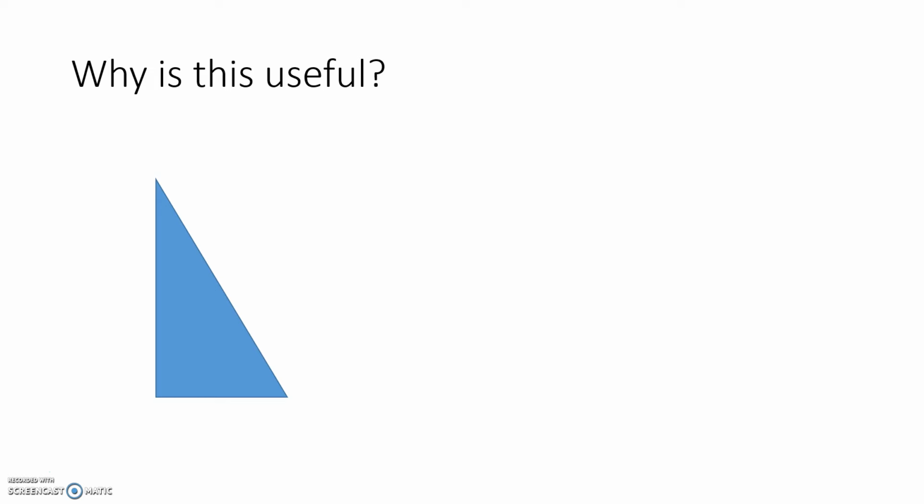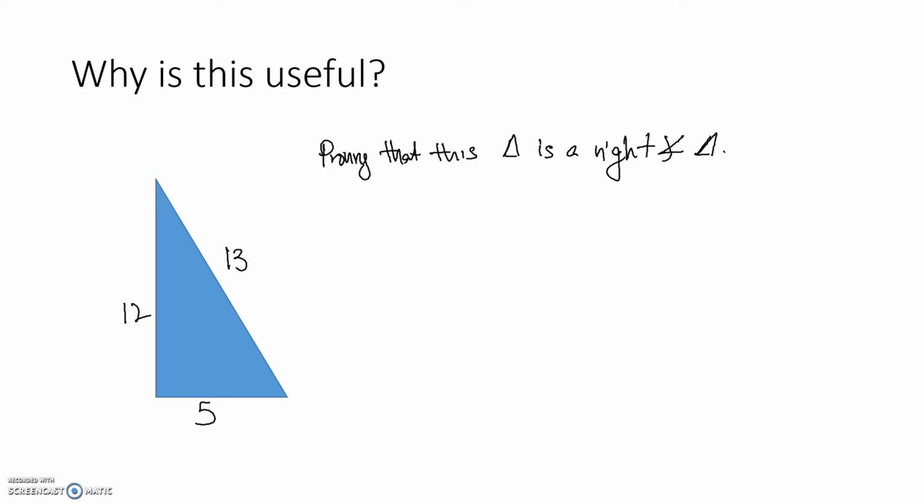Another way we can use the Pythagoras theorem is proving that this triangle is a right angle triangle. So how do we prove it? We need to look at the lengths of the triangle. For example, if we have 5, 12, and 13 over here, how do we prove it?